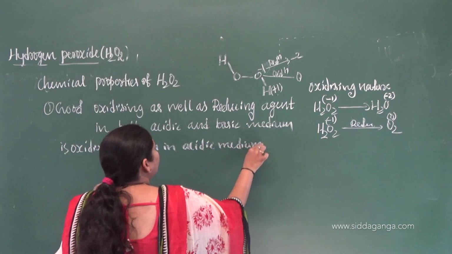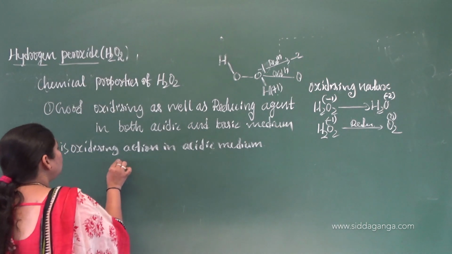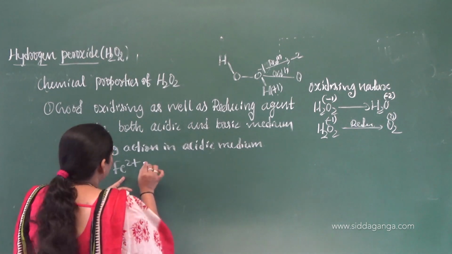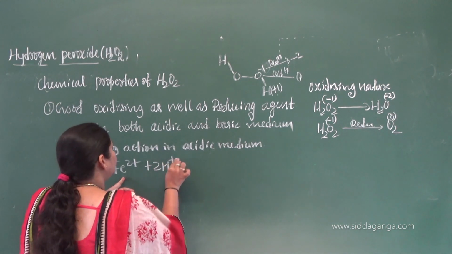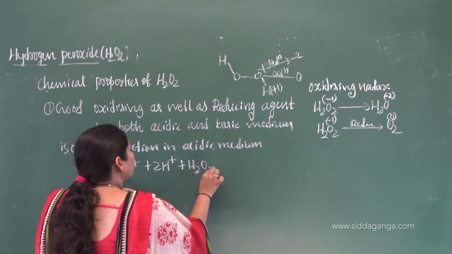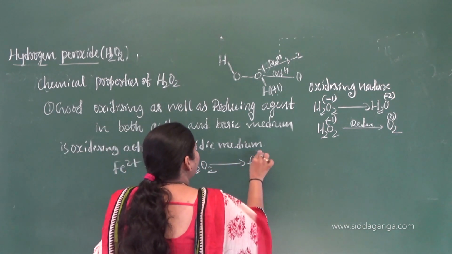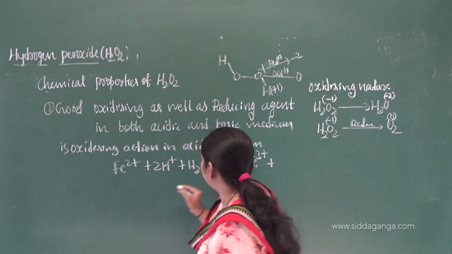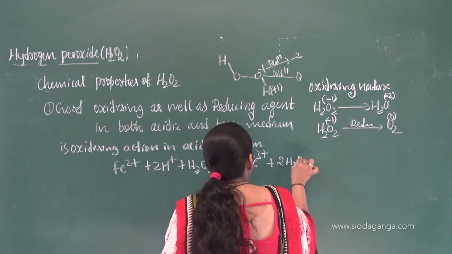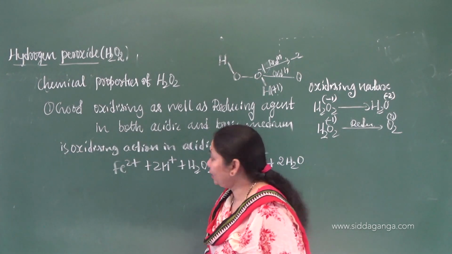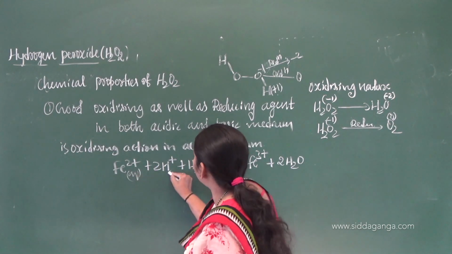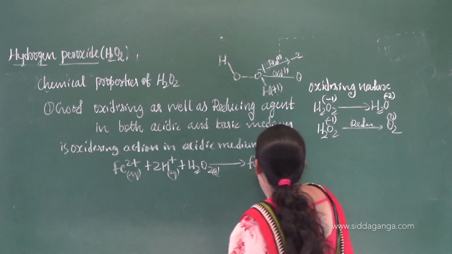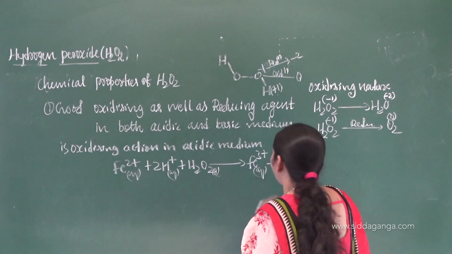Acidic medium. Okay, so it oxidizes ferrous, that is Fe2+, in the acid medium to ferric, Fe3+, and itself gets reduced to water. That is right. Hydrogen peroxide is aqueous, and the water is also aqueous.